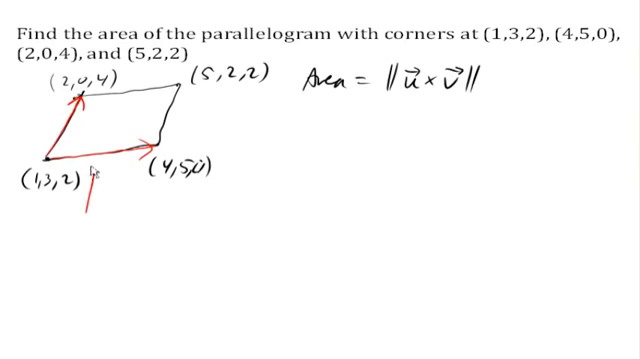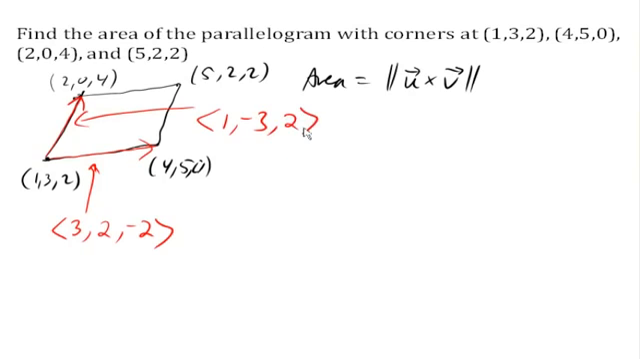This side looks like it'd be the vector, let's see here, my x increases by 3, my y by 2, and my z decreases by 2. Meanwhile, this side here, my x increases by 1, my y decreases by 3, and my z increases by 2. And so I get my two vectors as sides of this parallelogram.